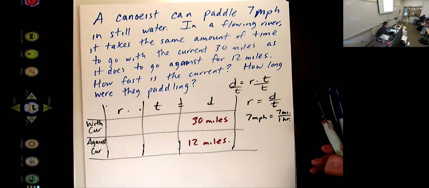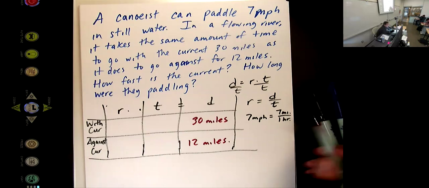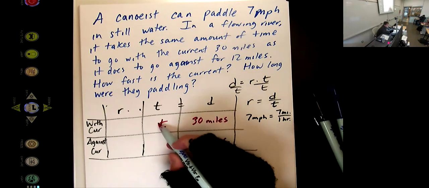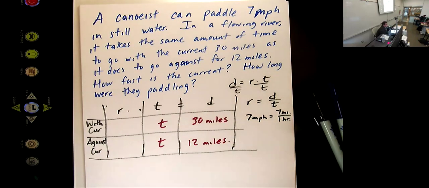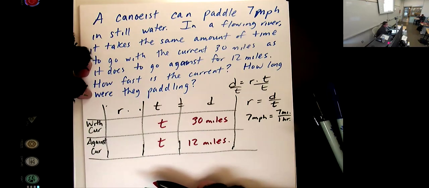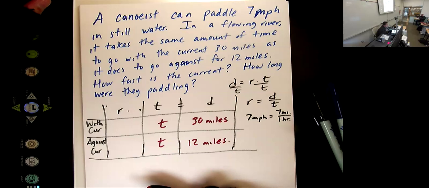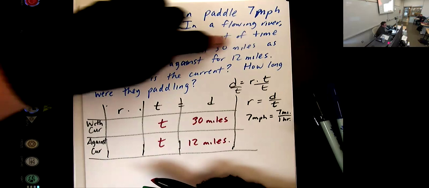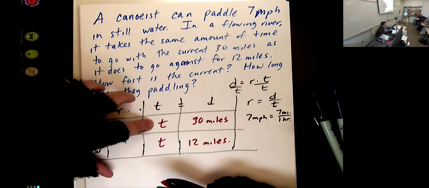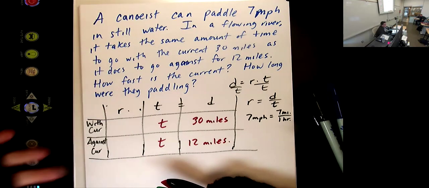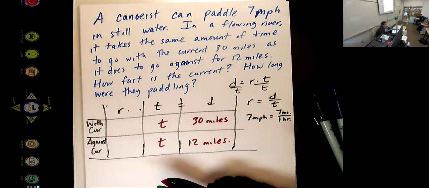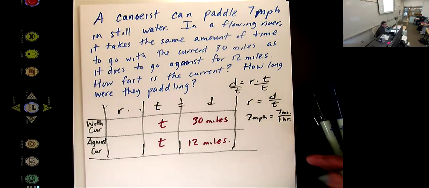We don't know how long they went, so let's give it a variable and stick with t for time. Could it be t1 and t2? Since it's the same going either direction, we don't need to do that. That's a good observation though. If it didn't say the same amount of time, we should call the top one t1 and the bottom one t2. But since t1 equals t2, we can just use the same t. Excellent observation.